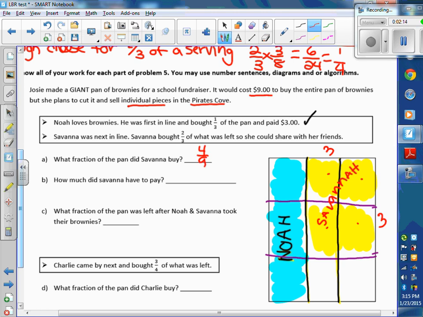Question. Wait, so when you have Noah's 1/3 going down, you just go the opposite way? Yeah. You don't have to, but it makes it a lot easier. I think I got it.